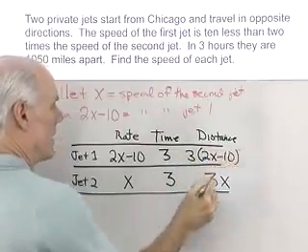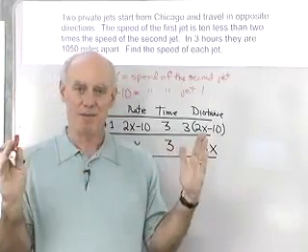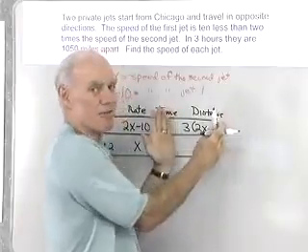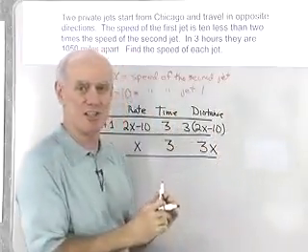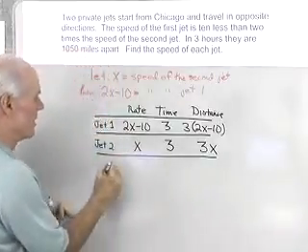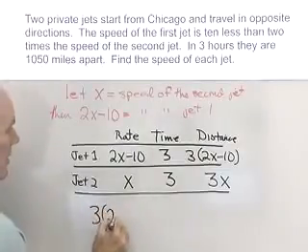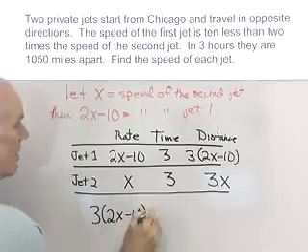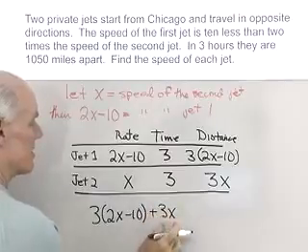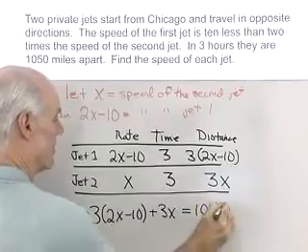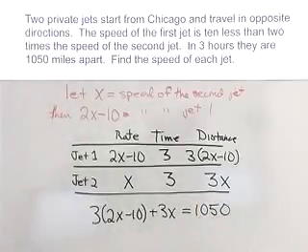Well, they end up after 3 hours 1,050 miles apart, and so that's going to be the distance that the first jet traveled plus the distance that the second jet traveled. That gives us our equation that describes the situation. So 3 times 2x minus 10, that's the distance that jet 1 traveled, plus 3x, that's the distance that jet 2 traveled, has to come out to be 1,050, the total distance traveled by both jets together, which is the distance that they are apart.